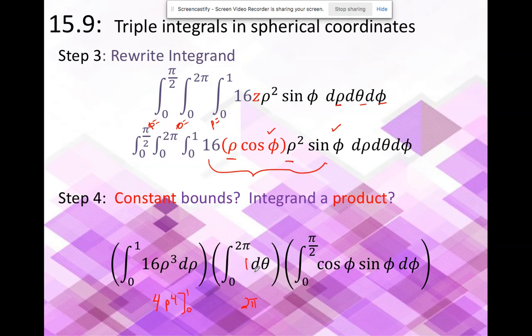This one is just going to be 2 pi because it's the constant. And this I'm going to use u substitution on. And when I'm all done with this, I am just going to get 4 pi. Please go ahead and try to verify if you'd like.